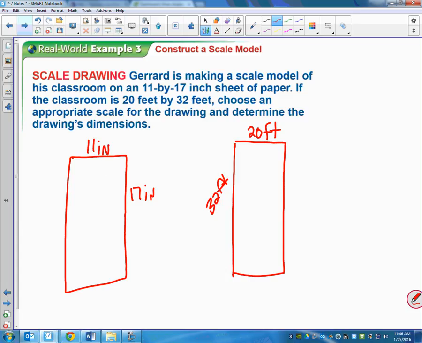If I compare the paper to the shorter side of my classroom, that would be 11 inches compared to 20 feet. What does 11 over 20 divide to? Let's switch it. 20 feet over 11 inches. It's like 1.8. It keeps repeating. I'm approximating, okay? I know we hate decimals, but just humor me for a minute.